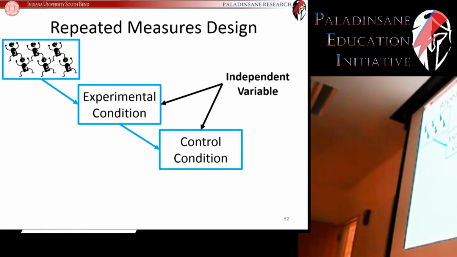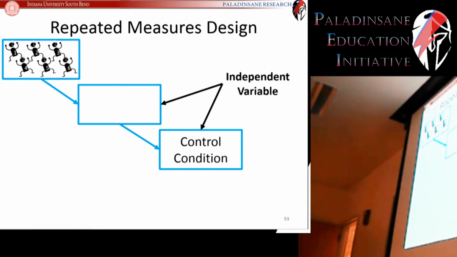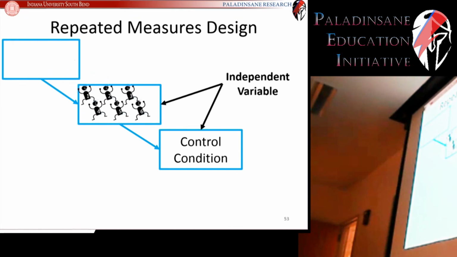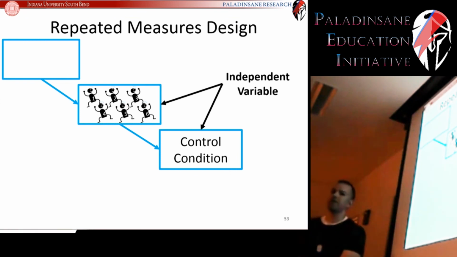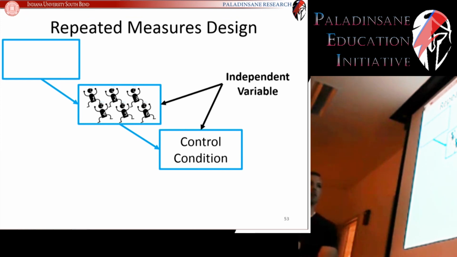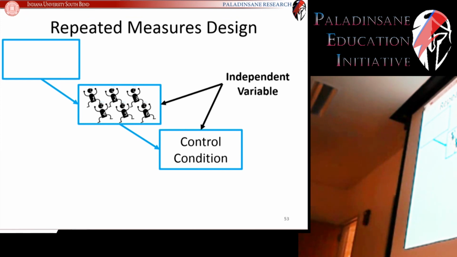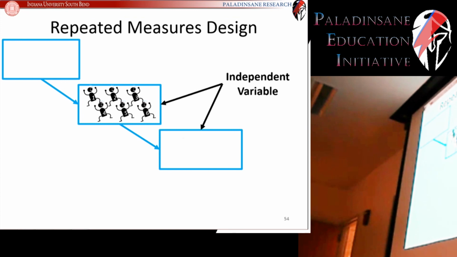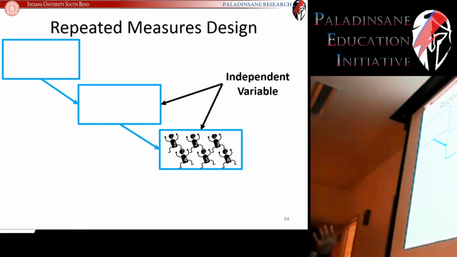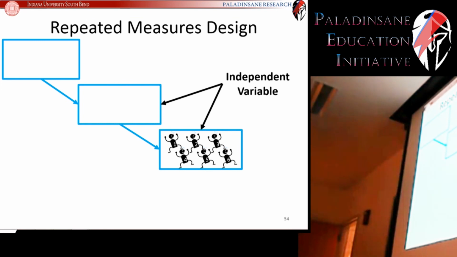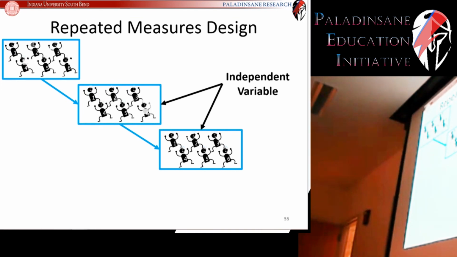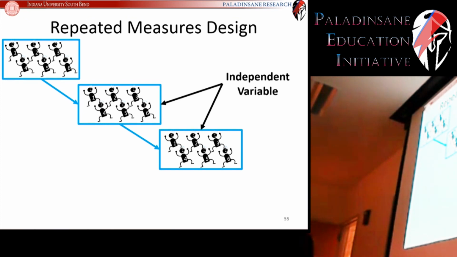In the repeated measures design, it's so called because you will repeatedly measure these subjects. You will put all of them into the experimental condition, and they all experience it, and their behavior gets measured. And then you would put all of them into the control condition, and they all experience the control condition, and they all get measured. So that's the overall layout of where your subjects go.